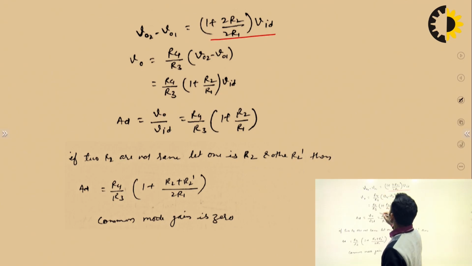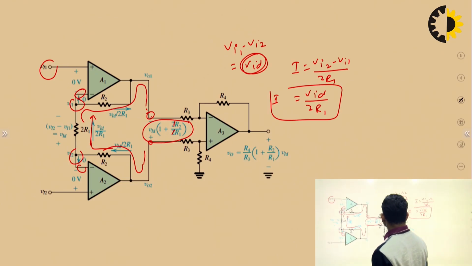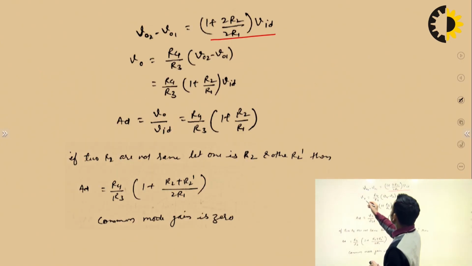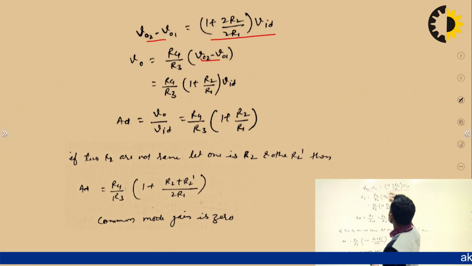So, V0 will be, now this is the input which is coming between these two terminals. So, if you will observe this, then this is nothing but a differential amplifier. And what is the gain of this circuit? R4 upon R3. So, V0 is equal to R4 upon R3 into VO2 minus VO1, and what is VO2 minus VO1? This is 1 plus R2 upon R1 into VID.